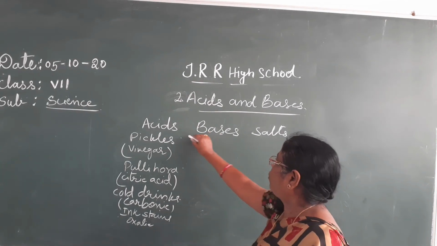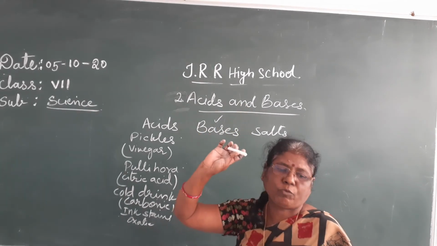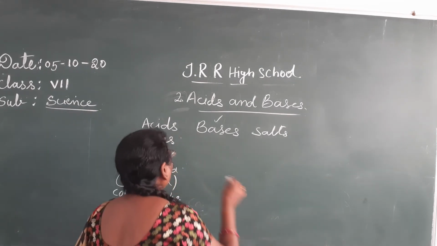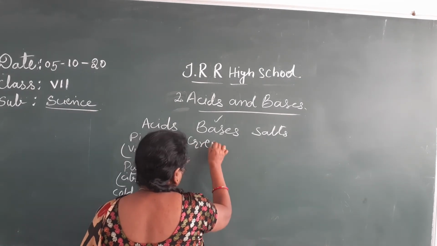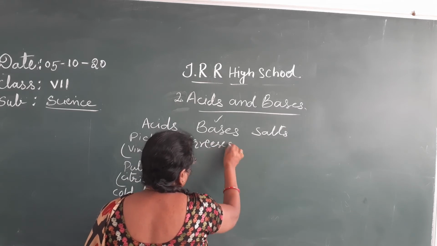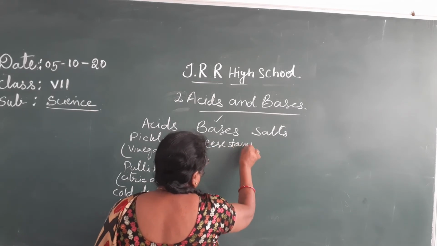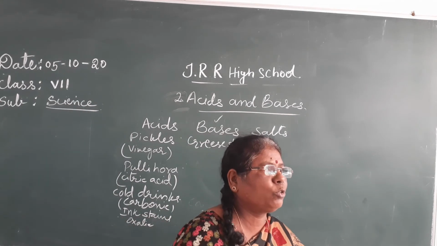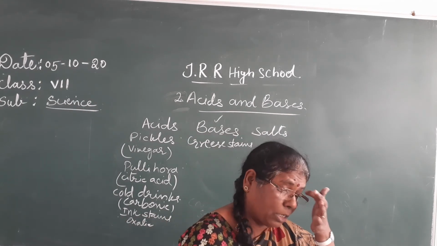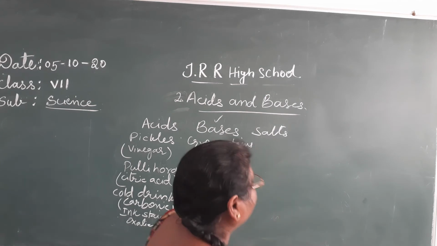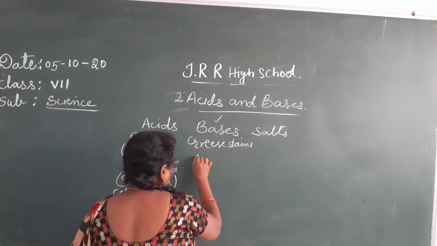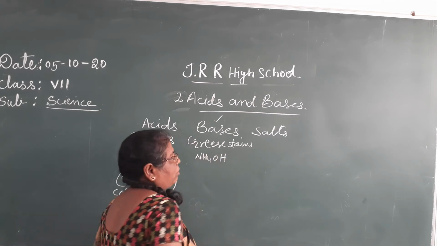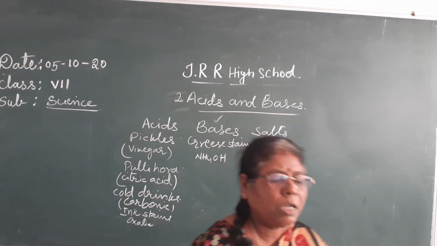Now next coming to bases. What are the uses of bases in our life? See, grease stains. How to remove the grease stains? Sometimes grease stains are formed on our clothes while you are doing some cycle work or any vehicle mechanism work. Ammonium hydroxide is used to remove the grease stains.